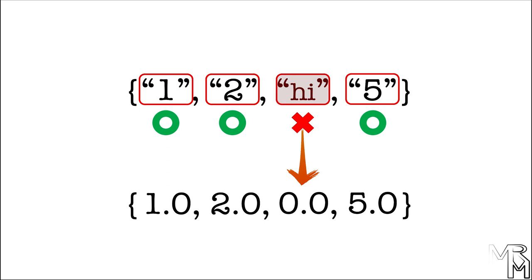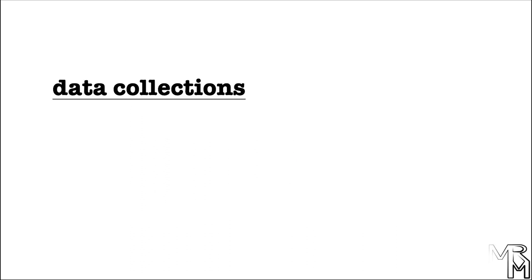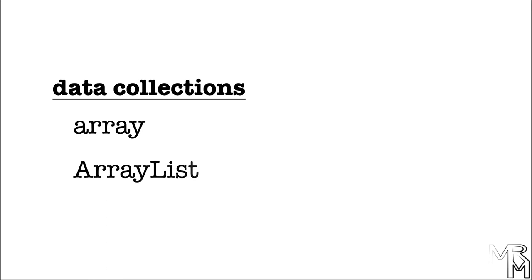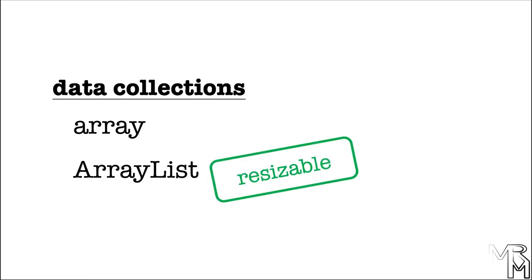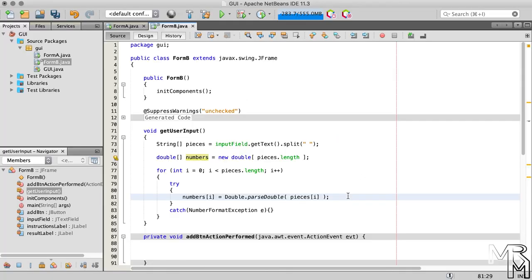The question is, how do we know how many elements of the pieces array can be converted to a number and how many cannot? Well, there is a way to find out, but instead we'll take a different approach. Arrays are data collections, and there are several other types of data collections, for example, ArrayList. One of the differences between arrays and ArrayList is that the latter are resizable, meaning while we have to specify the length of the array when creating one, we don't have to do that for an ArrayList. ArrayLists can expand and contract in size, which makes them somewhat more flexible than arrays. In other words, we will use an array list instead of an array to store the numbers. So let's make respective changes to our code.